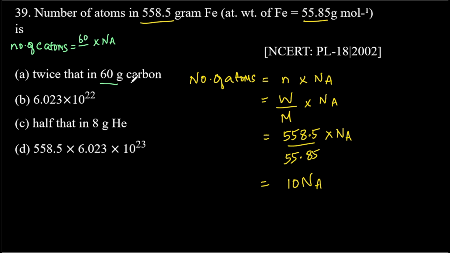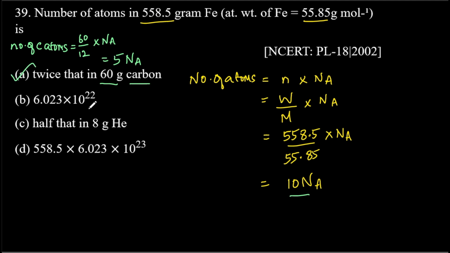60 divided by the molar mass of carbon, which is 12. If you solve this, 60 by 12 will give 5 into Avogadro number. So in the first option, it is given as twice that of 60 gram of carbon, which is correct, because 60 gram of carbon has 5 Na atoms. So it is twice that number of atoms, so 5 into 2 will give 10 Na. So the first option is itself the correct answer.